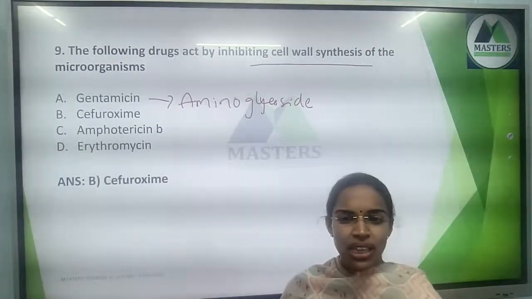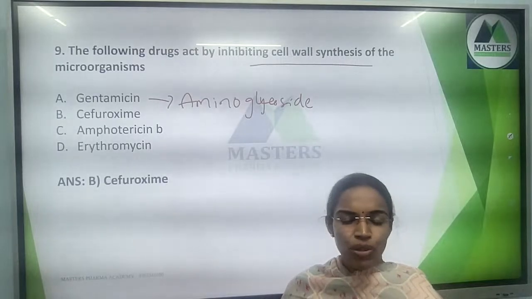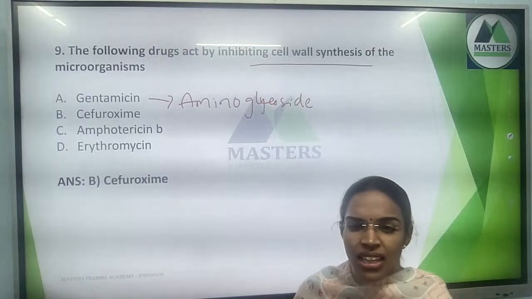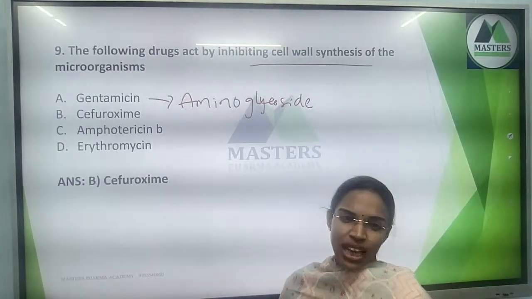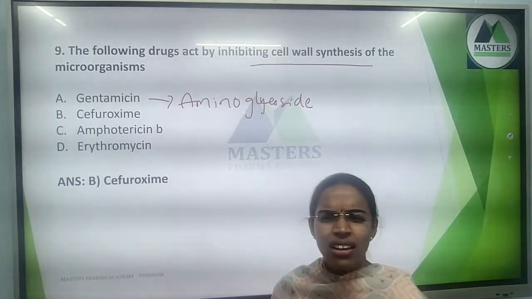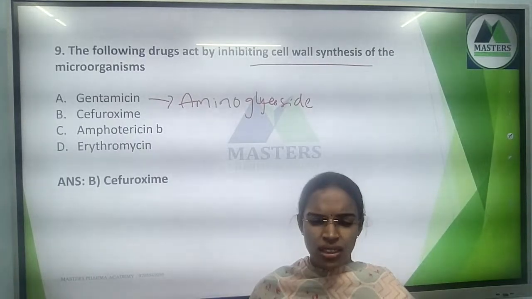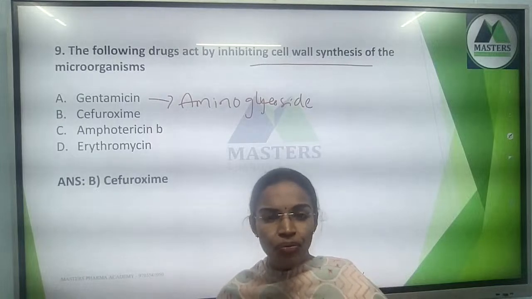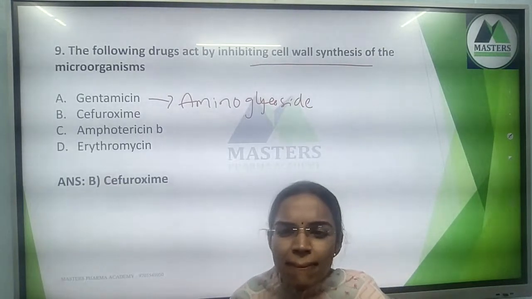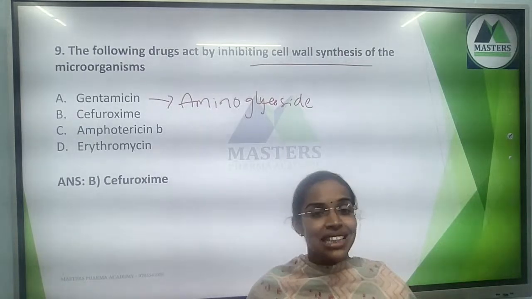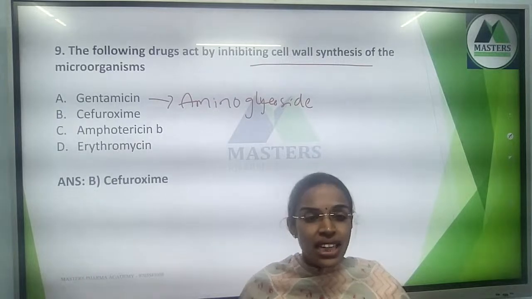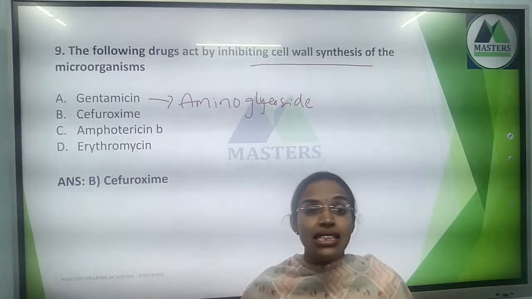Option C, amphotericin B. What kind of an antibiotic is it? Yes, it is an antifungal agent. Amphotericin B is an antifungal agent. Okay, how does it act? It acts by disruption of the fungal cell membrane.